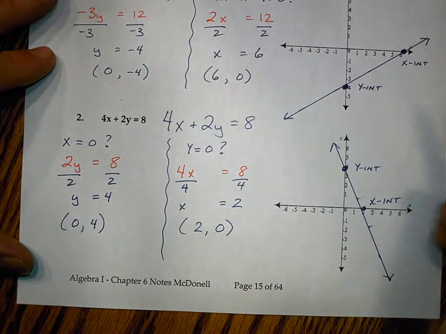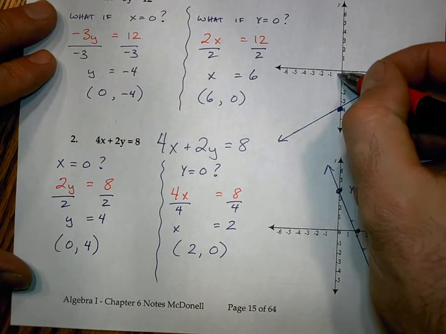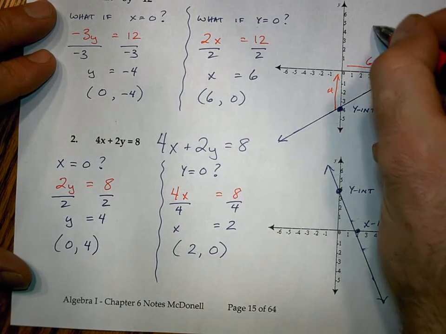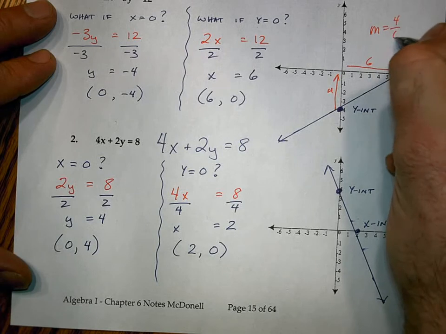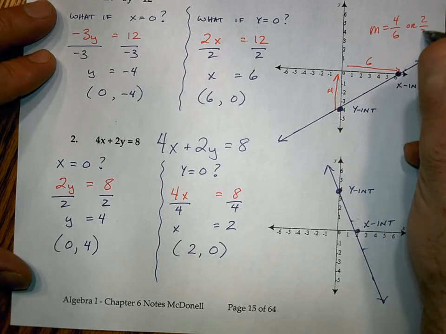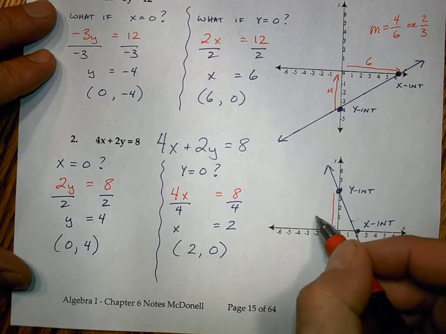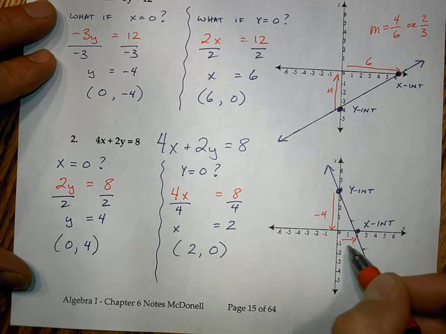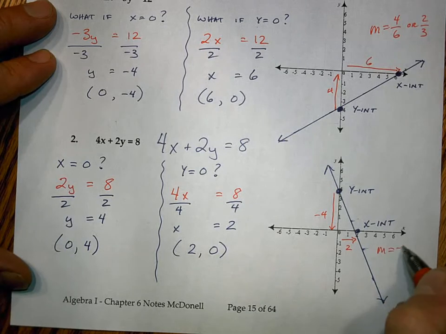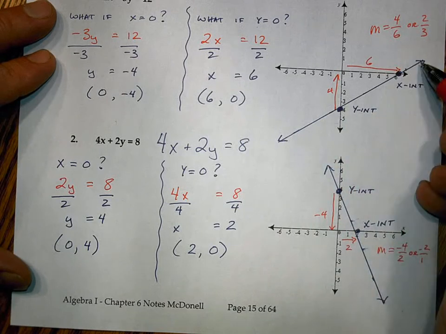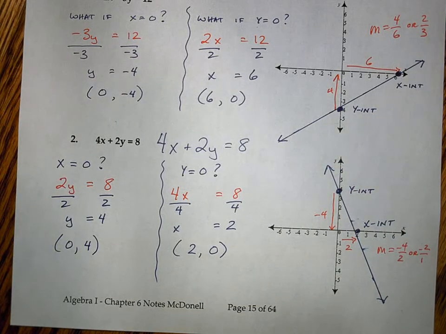Now very quickly, as we review these ideas, we look back at our top one. This means we go up 4 and over 6. As a review, that's a slope of 4 over 6, or 2/3. On our bottom equation, we go down 4 and over 2. That's a slope of negative 4 over 2, or negative 2 over 1. So our lower equation has a downward slope, or a negative. Our upper equation has a positive slope, or 2/3.